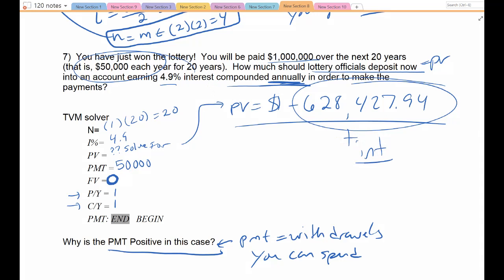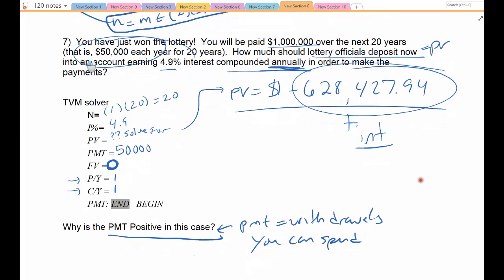All right, and so that's the annuity case in terms of lotteries. We'll pick that up in the next video. We'll do a few more examples of the annuity case.